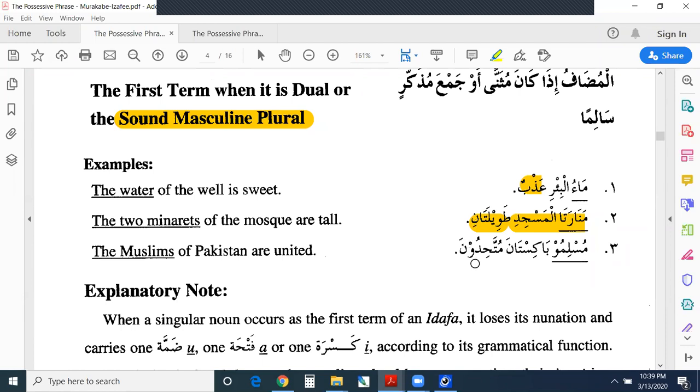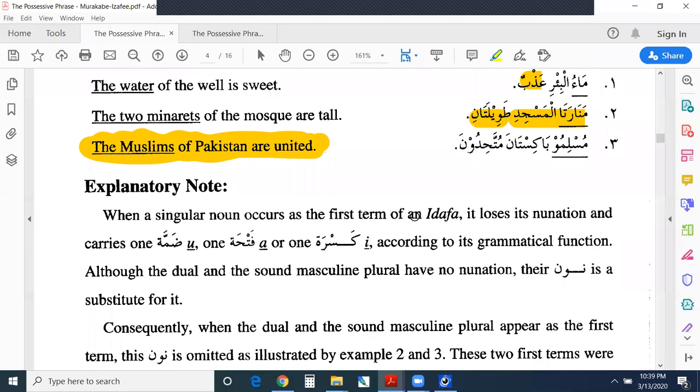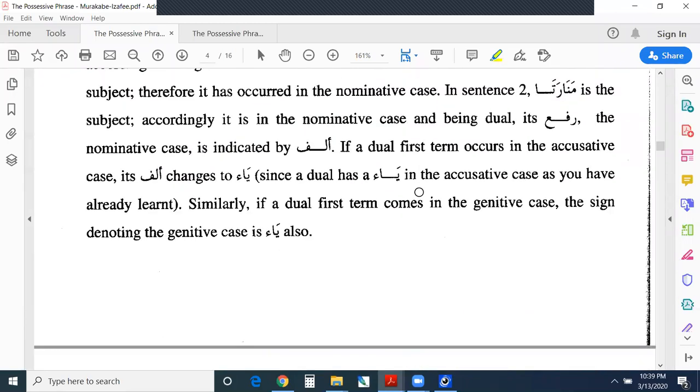Now here, Muslimu Pakistana muttahiduna. The Muslims of Pakistan are united. It is not true though. That's a joke. Okay, anyways, we're not going to go there. Inshallah, may Allah subhanahu wa ta'ala unite us.